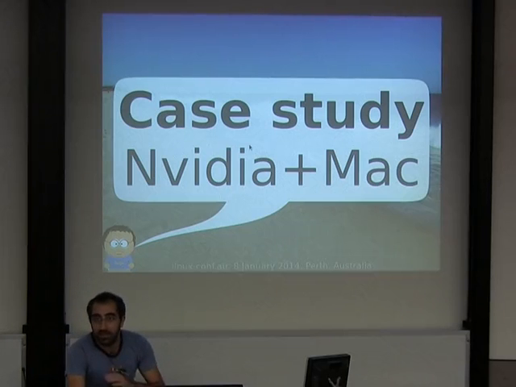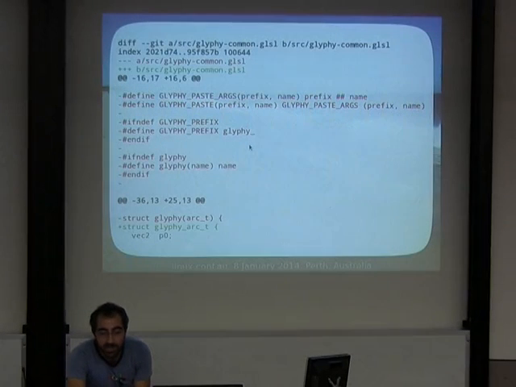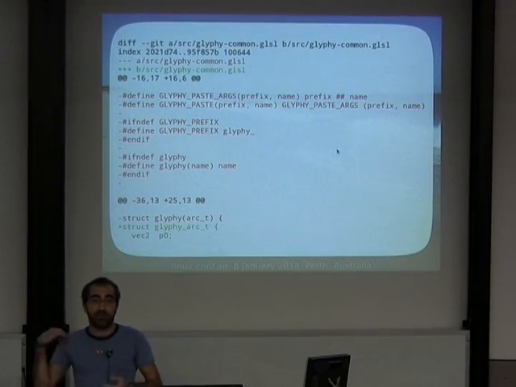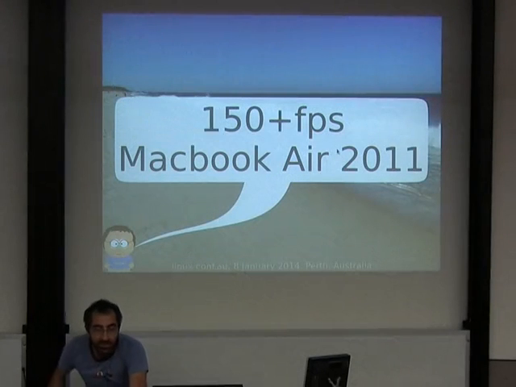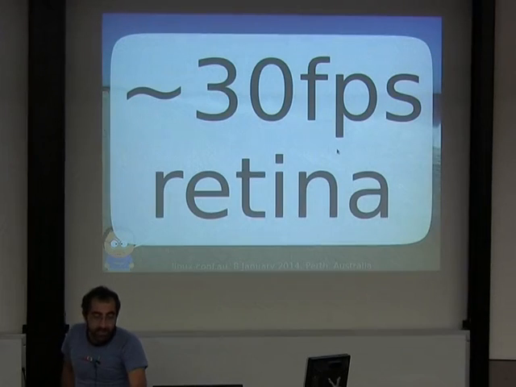And it's not like we were doing something bad. The driver was so broken. In this case, apparently the shader compiler doesn't like token pasting. I used to have token pasting so you could namespace my function in your shader, so I removed it. 150 plus frames on MacBook Air 2011. On a Retina, it goes about 30, so it needs some speed up there.